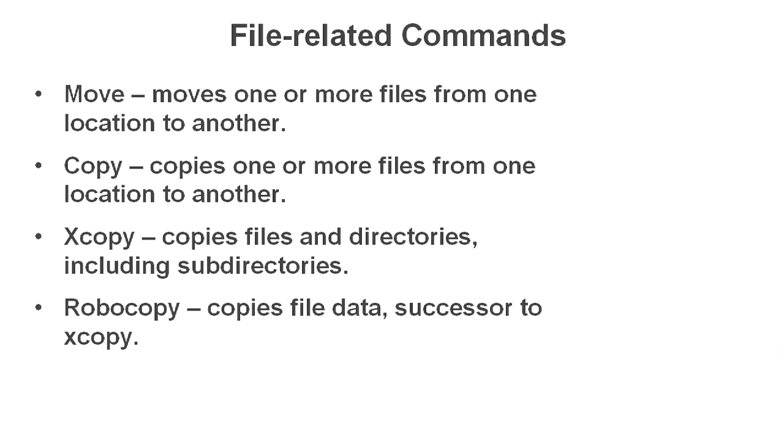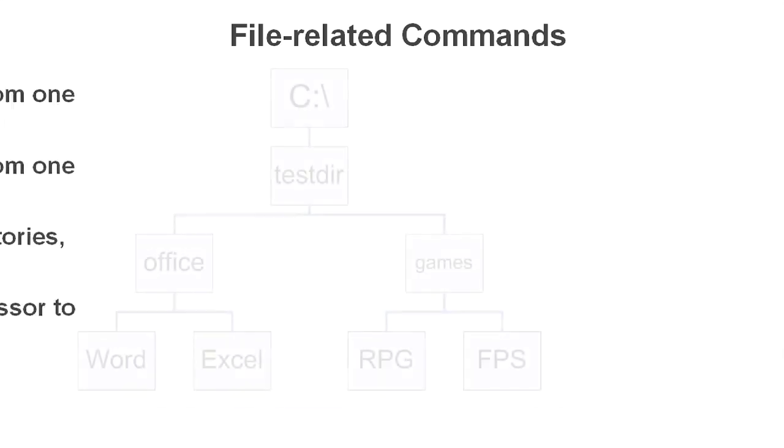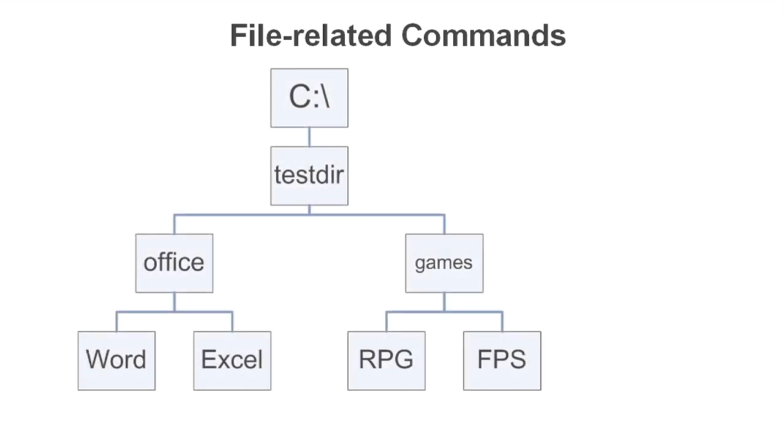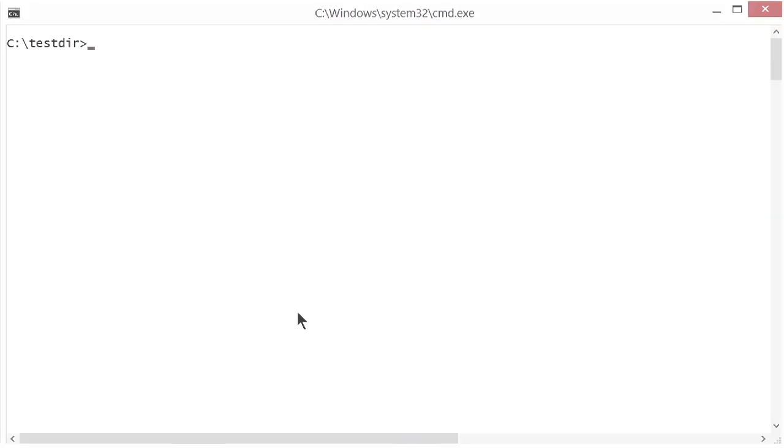Let's show a couple of these now, and we'll bring up our directory tree again, just so you can remember what we have here. So I have already populated this Word directory with a couple files. And what I want to do is move those files over to, say, the FPS directory. And then later, we'll copy them to other directories as well. So let's go to the command prompt again. And right now I'm in testdir. So I want to get down into the Word directory.